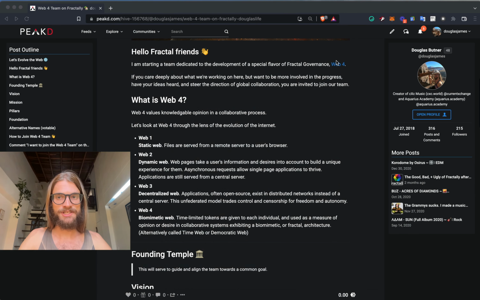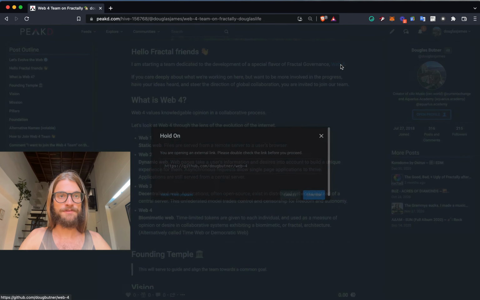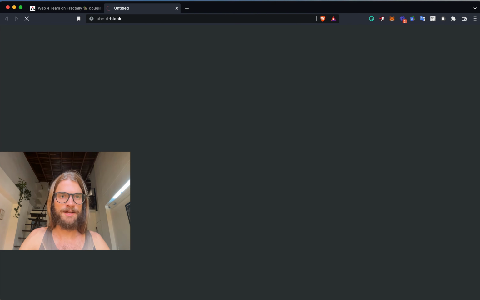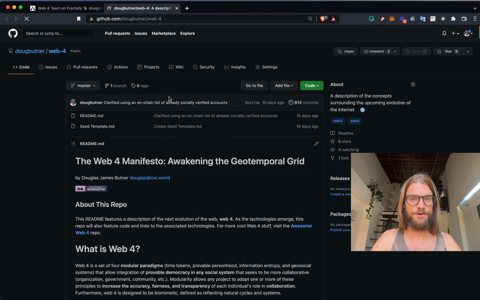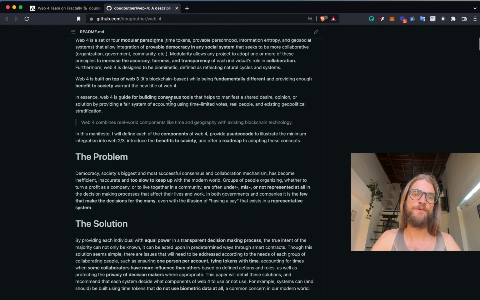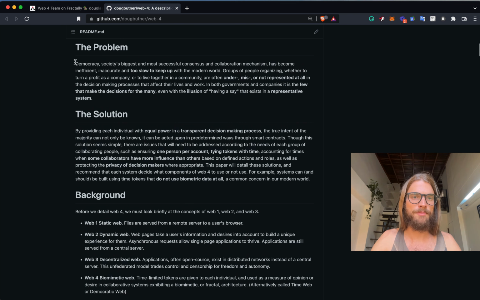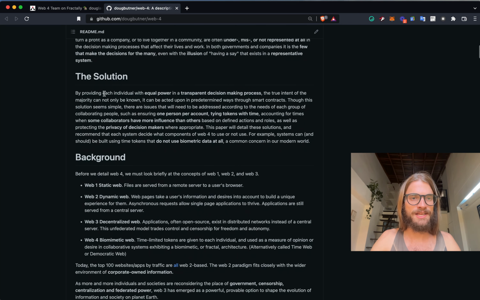So if you've never seen the Web4 manifesto, it's available on GitHub, and it's loading now. Okay, so yeah, this is the Web4 manifesto. So the problem: democracy is slow and inaccurate. The solution is we provide each individual with equal power in a transparent decision-making process, and it is acted upon in a predetermined way.